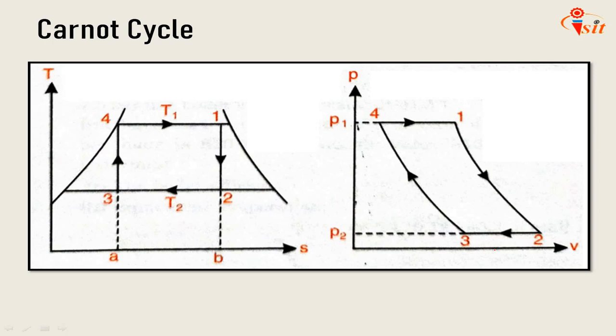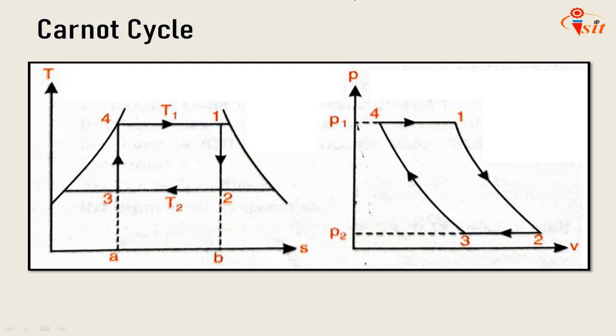The devices producing net power output are called engines, and the thermodynamic cycles on which they operate are called power cycles. The thermodynamic power cycles can be categorized as gas power cycles and vapor power cycles. So we'll start with the Carnot cycle.